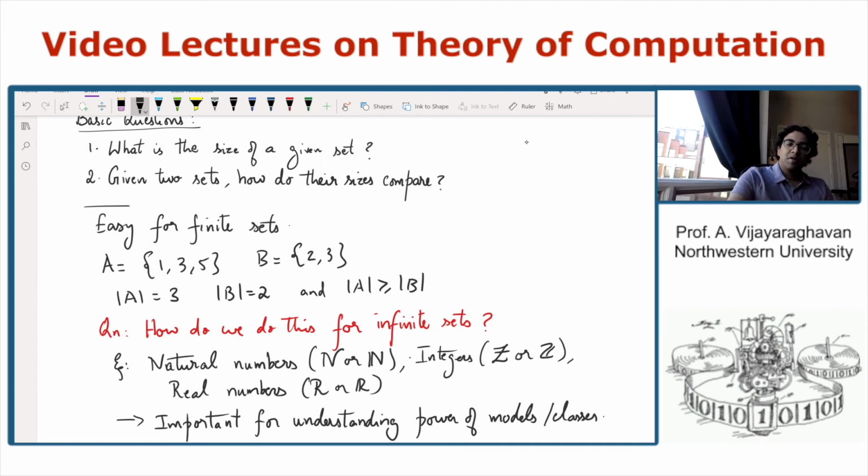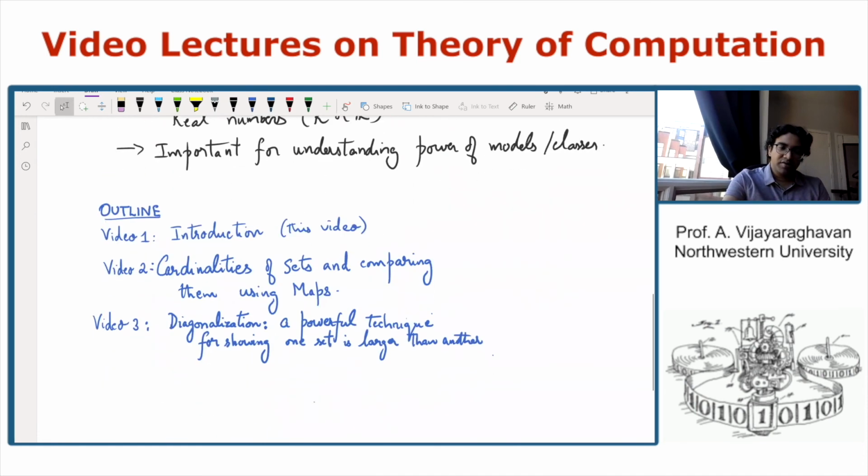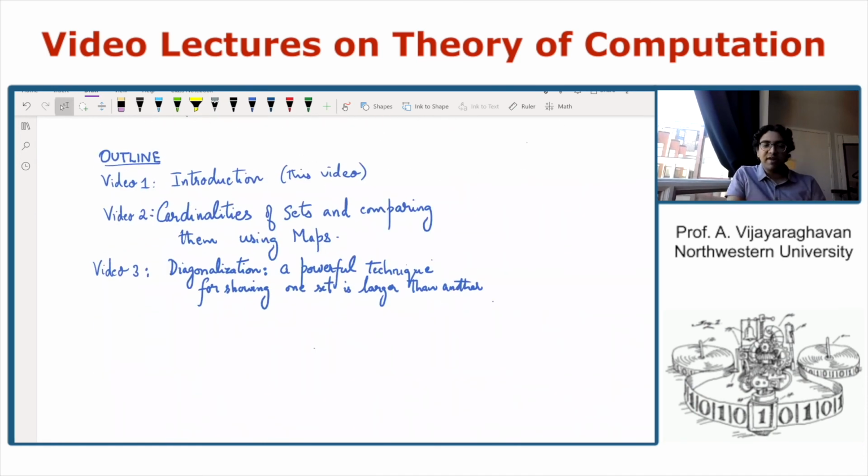Good. So the outline of this topic is going to be split as follows. The first video is this video, which is the introduction. The next video is going to be about cardinality of sets. What does it even mean? And how to compare cardinalities using mappings and functions. The last video will be on diagonalization, which is a very powerful technique for showing that one set has much larger size than another. Thank you.